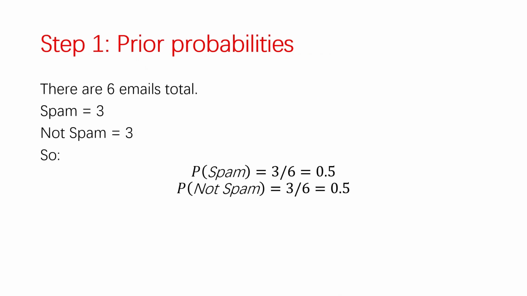First, we look at how common each class is. Out of 6 emails, 3 are spam, 3 are not spam. So the probability of spam is 0.5, and the probability of not spam is also 0.5. This is our starting belief, before looking at any words.